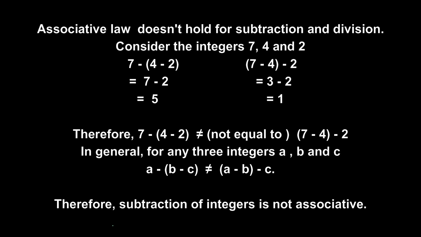So I am getting two different answers with the same integers. Therefore we can say that 7 minus, in a bracket, 4 minus 2 is not equal to, in a bracket, 7 minus 4, minus 2, when they are grouped differently. In general, for any three integers a, b and c, when they are grouped differently, they are not equal to each other. It means we are getting the answer as an integer, but the answer is not the same. So therefore subtraction of integers is not associative and the property is not applicable.